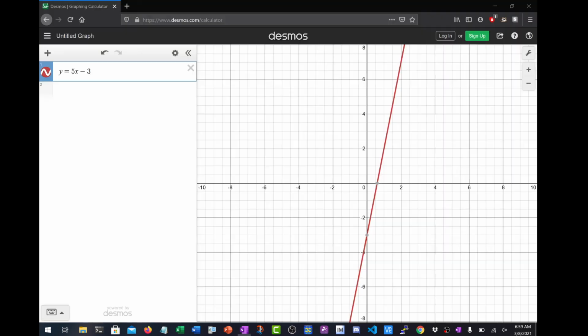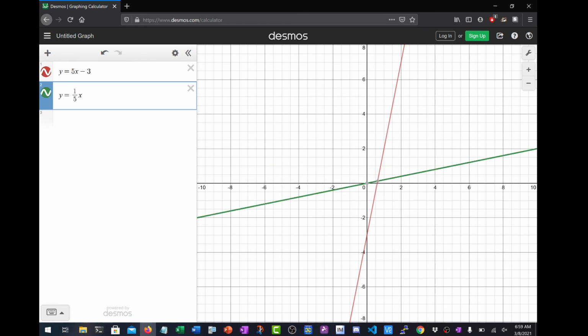So let's see what that looks like in Desmos. y equals 1/5 x plus 3/5. Okay, so that's the equation and its inverse.